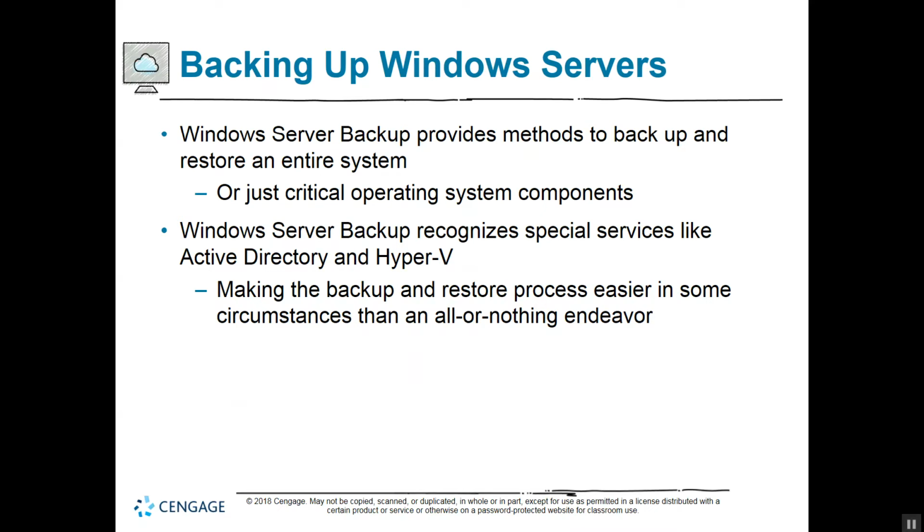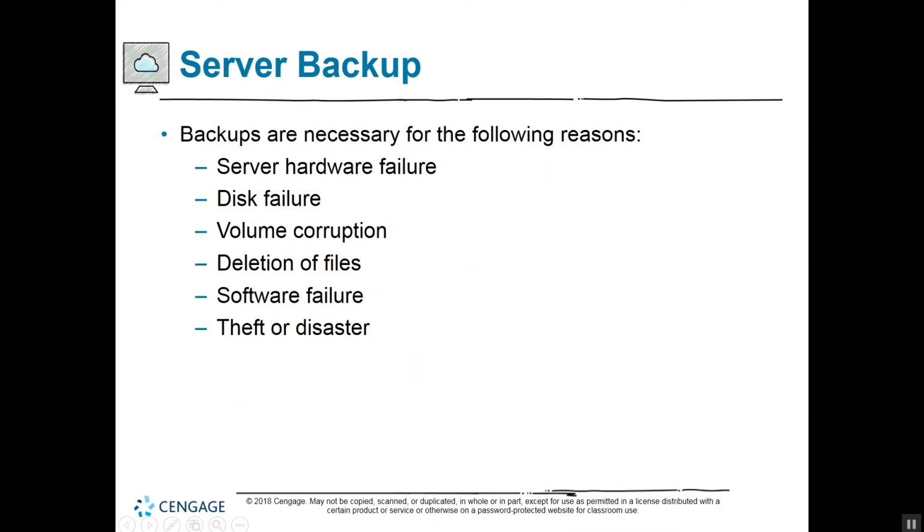Now, when it comes to backing up Windows Server, we've got Windows Server Backup. It provides methods to back up and restore an entire system, or just a critical operating system component. Windows Server Backup recognizes special services like Active Directory and Hyper-V, and it makes backup and restore easier in some circumstances than an all-or-nothing endeavor. Now, backups are necessary for server hardware failure, disk failure, volume corruption, deletion of files, software failure, theft, or disaster.